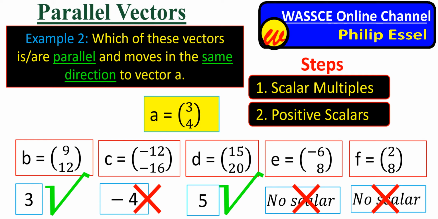So to conclude, the vector B and the vector D are the only vectors that are parallel to the vector A and also move in the same direction as the vector A. The rest are not satisfying this condition, so they can't be part of our answers. I believe you found that interesting and easy. Let's move on to example 3.